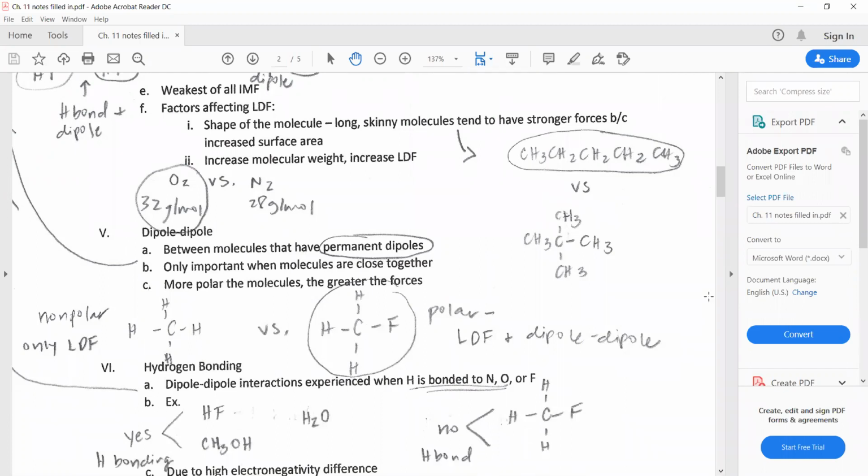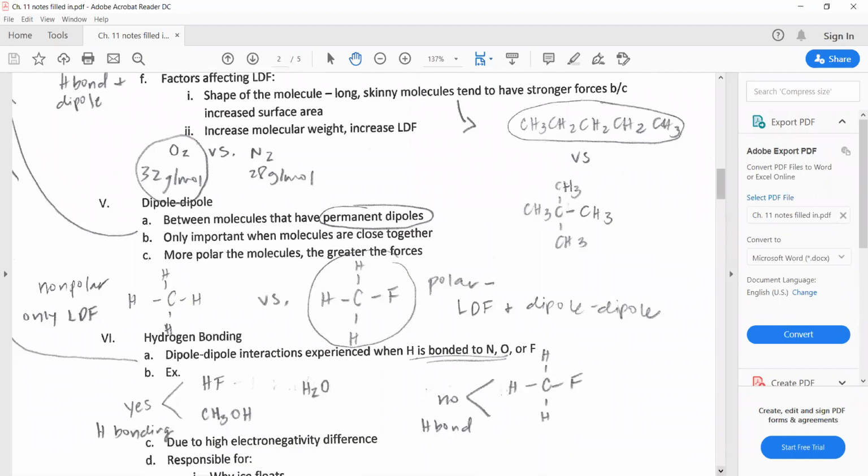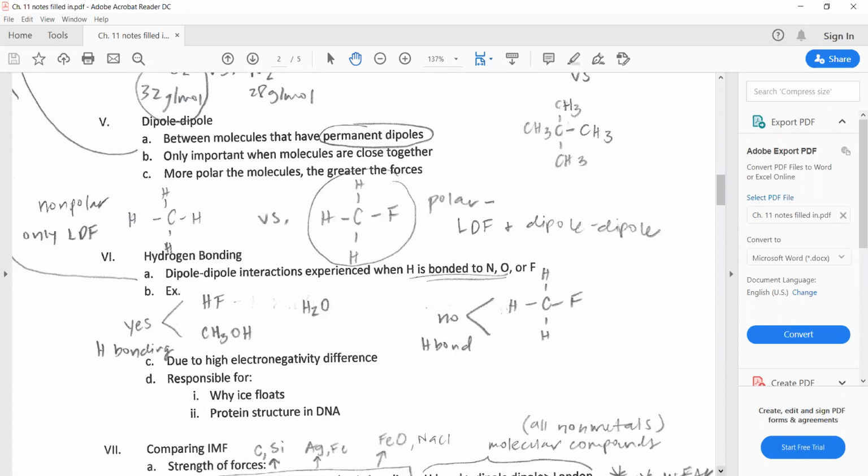The third and the strongest of the intermolecular forces is known as hydrogen bonding. So here, hydrogen bonding is really just dipole-dipole, but it's a really strong type of dipole-dipole. So it occurs for very polar molecules. The way you're going to know if you fit into this category is you're going to have hydrogen that is directly bonded to nitrogen, oxygen, or fluorine. So here, if you have HF, do you have hydrogen bonding? Yes, because H is directly bonded to F.